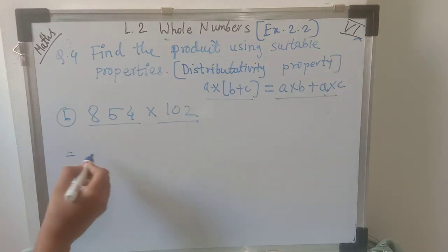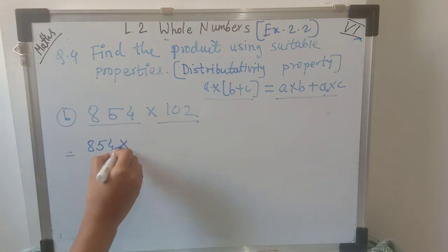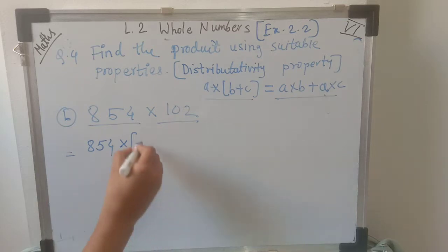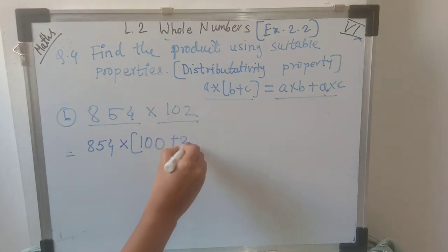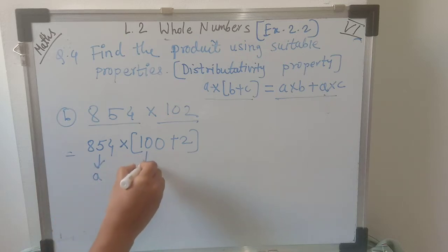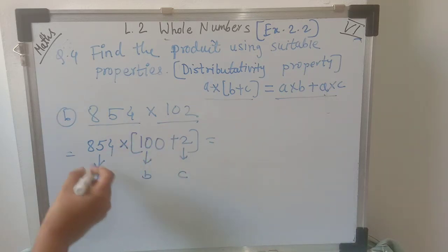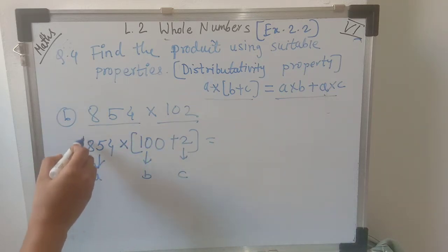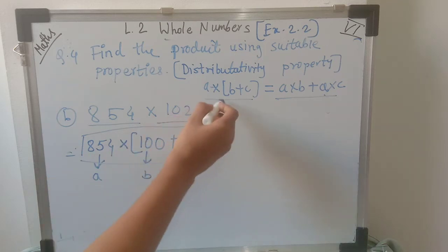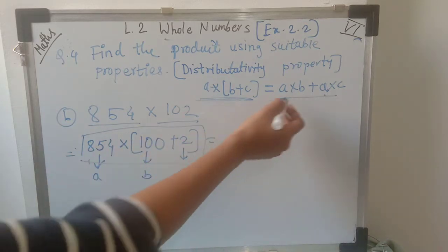Okay, so to get the A, B, C to put the values in this equation, what we have to do, again, what I will do here, 854 I will write as it is, multiply, and we separate the 102 in an easy way. So here I will get 100 plus 2. Okay, so here we got 854, that is our A, 100 is B, and C is our 2. Now here we got the left hand side format, that is A multiplied by B plus C. Okay, let's convert it into the second format.